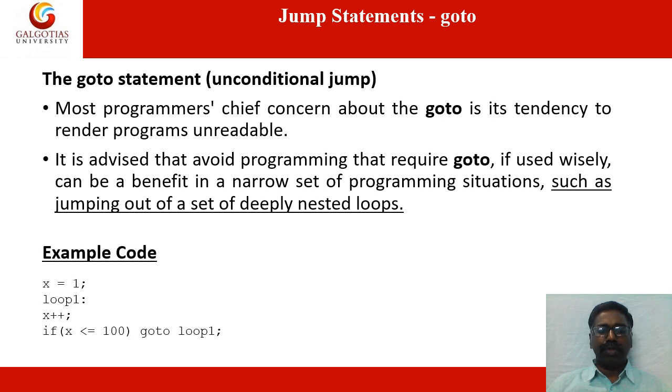An example piece of code is given for understanding the goto statement. Here x equal to 1 and loop1 colon. What is the meaning of this? It is the label given for the following goto statement. And then we have x plus plus. If x is less than or equal to 100, goto loop1. So here x equal to 1, and this loop1 colon is a label. It has no use to execute; the compiler will pass over this. Then x is incremented, and again if x is less than or equal to 100, it will go to loop1 and keep on executing.